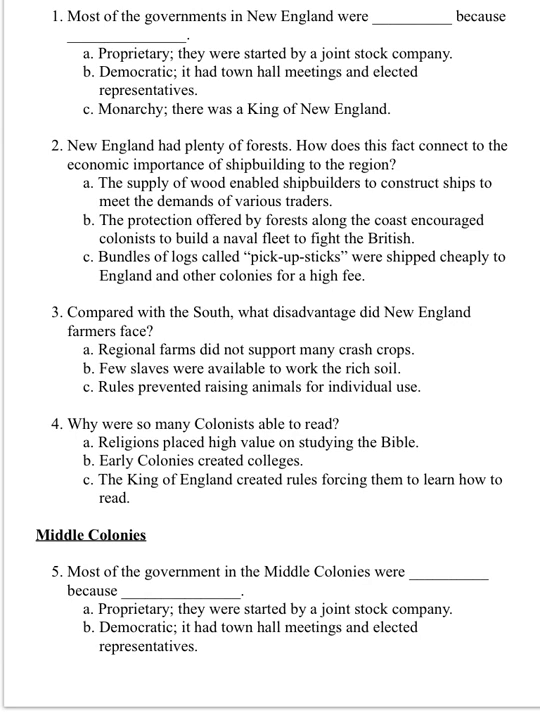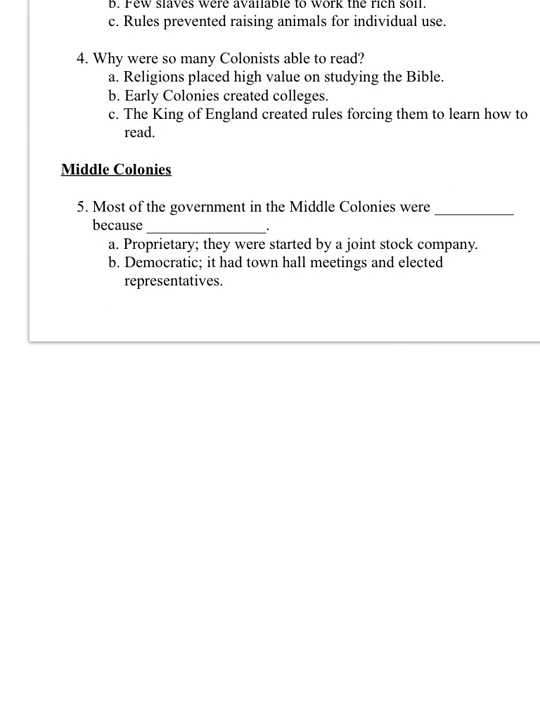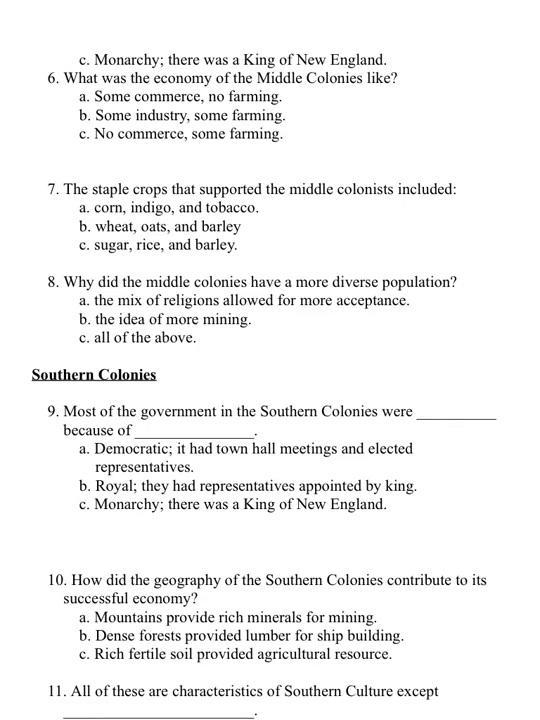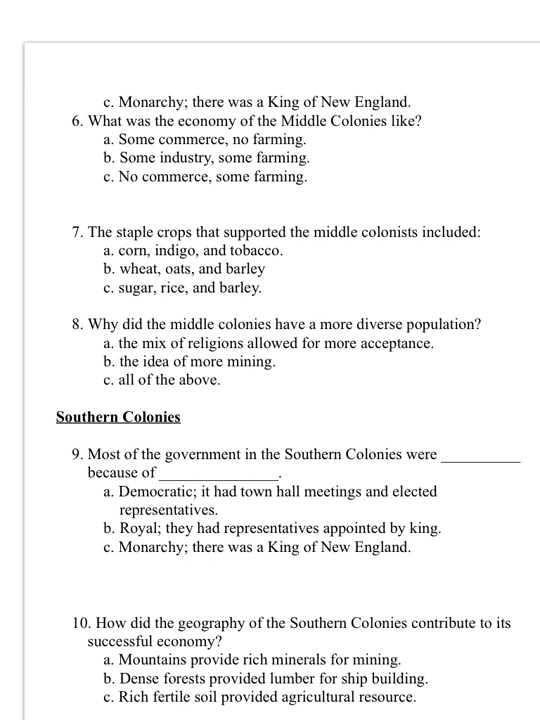Was it A, most of the government in the middle colonies were proprietary because they were started by a joint stock company? Is it B, most of the government in the middle colonies were democratic because it had town hall meetings and elected representatives? Or was it C, most of the government in the middle colonies were monarchy because there was a king of New England?